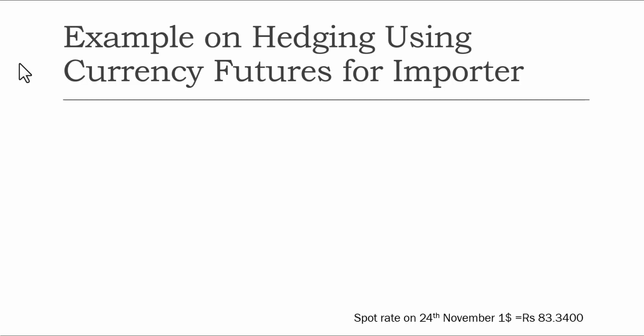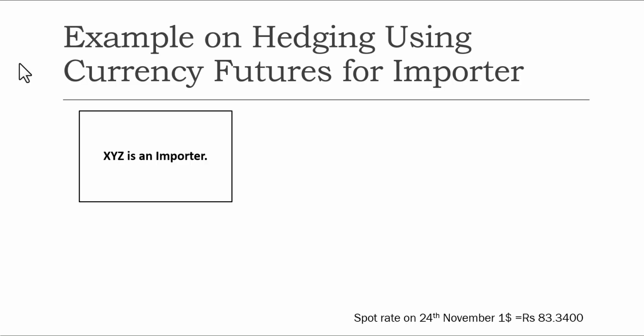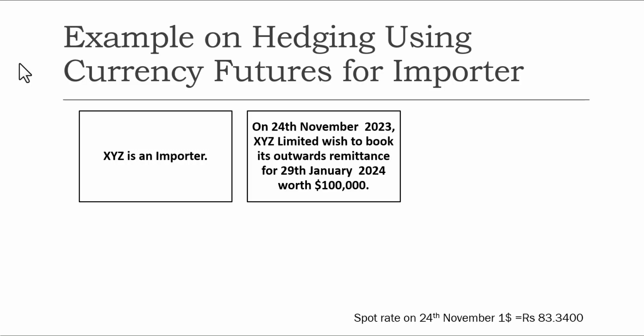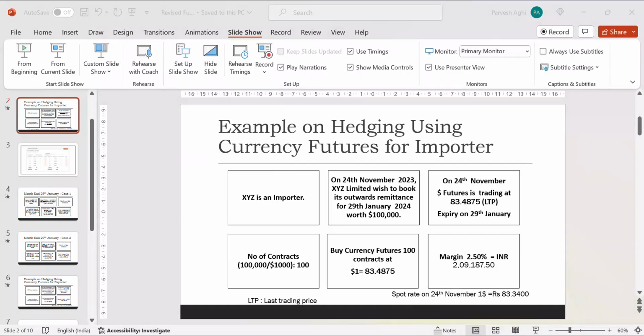Think that you're an importer and you have to make some payment in dollars. Okay. XYZ is an importer. On 24th November 2023, XYZ Limited wishes to book its outward remittance for 29th January 2024 worth $1 lakh.